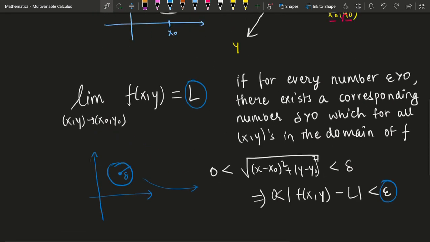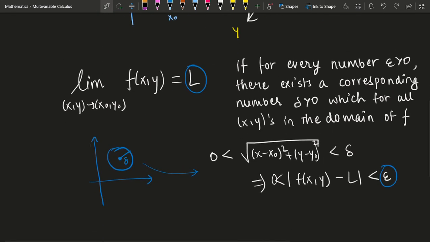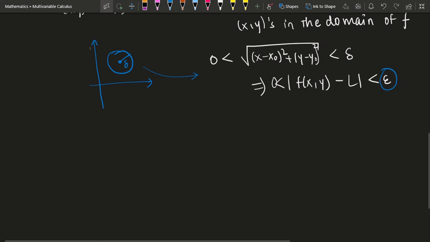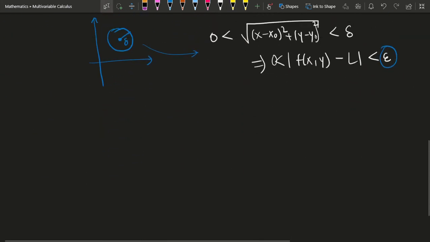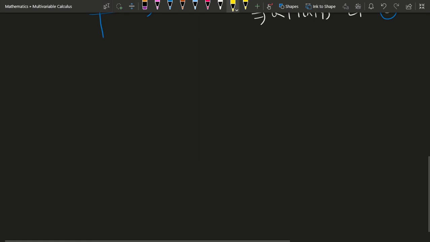Now this formal definition comes to some use, but when you're actually evaluating limits, it comes to really little use. So what you can do is extend your perception of evaluation of limits from one variable to two variables. That's what we did right now with the first example, and now we can extend it to even more than two variables. Let's try 4 variables.